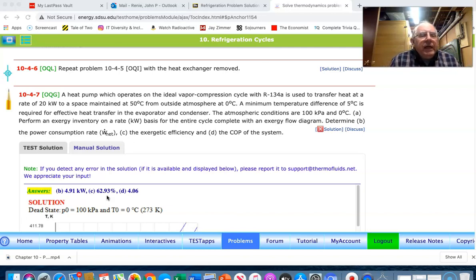I left everything in the refrigeration cycle for whatever reason. When I switch over to the heat pump cycle, it didn't appear to want to work. I'll be looking into that and reporting back.